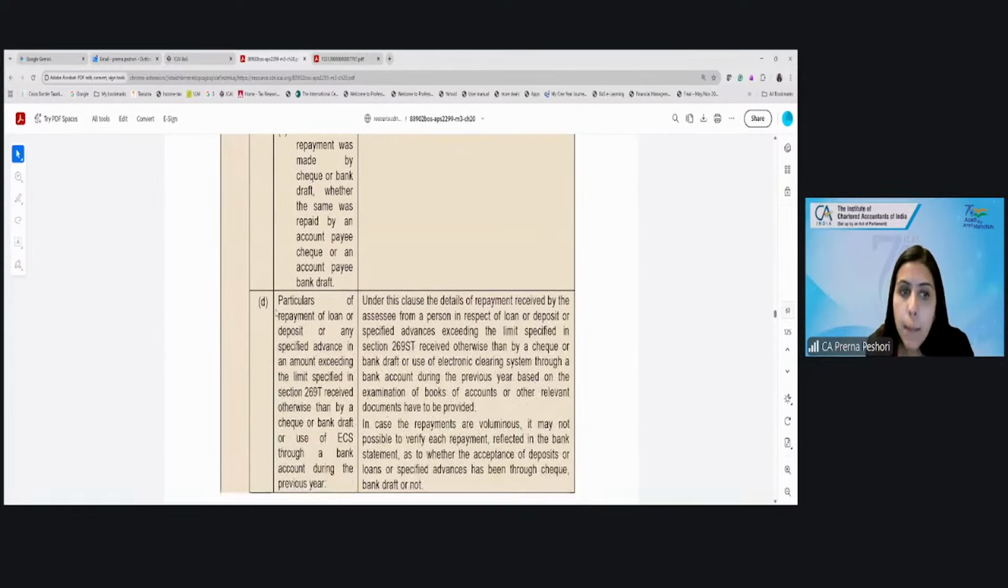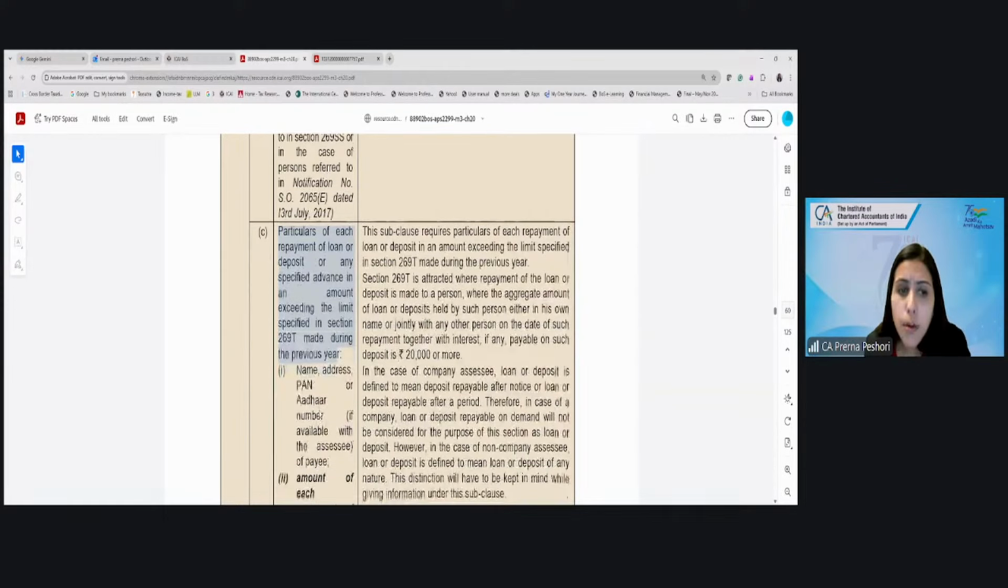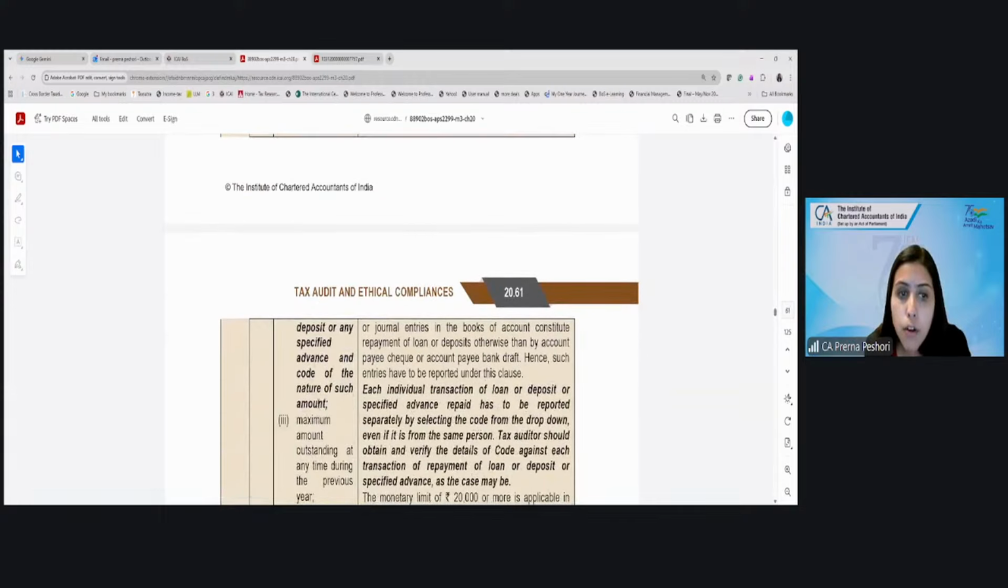Next one is the point C. Particulars of each repayment of loan or deposit or any specified advance in an amount exceeding the limit specified in 269T made during the previous year. 269T is attracted where there is a repayment of loan or the deposit or the amount for the immovable property more than rupees 20,000 otherwise than by account payee check, bank draft or the ECS.